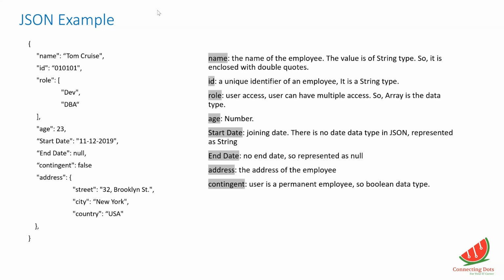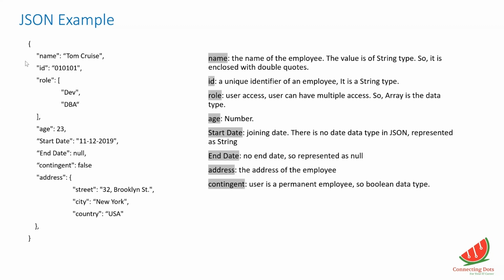Okay. And if you see the name of the employee, the value is of string data type, so it is enclosed with double quotes. By default, all the keys are strings, so they should be enclosed in double quotes. There is no other data type you can use as a key. Of course, it's a string. Okay, so the values can be any data type.